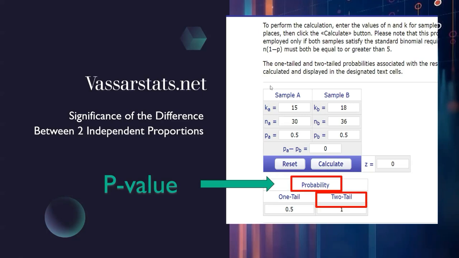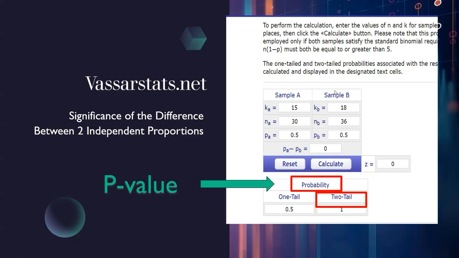So now I'm going to stop sharing and repeat this example in VassarStats so you guys can see. I'm going to write this down so I don't forget the numbers. So in group 1, we have 15 out of 30 yellow marbles. And in group 2, we have 18 out of 36 yellow marbles.